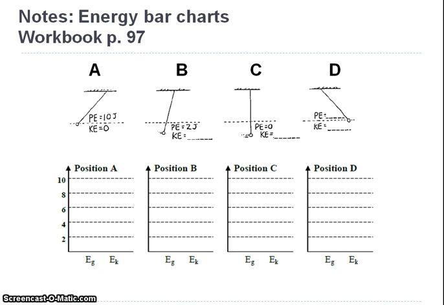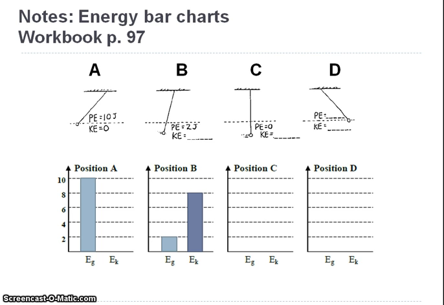Alright, so if you look at the first position, position A, the pendulum has 10 joules of potential energy and is not moving, so it has 0 of kinetic energy. So you would represent that with 10 in the gravitational potential energy. And that tells us that at every position the total energy has to add up to 10 joules. So at position B, if it's 2 joules, that means that there's 8 left in kinetic.